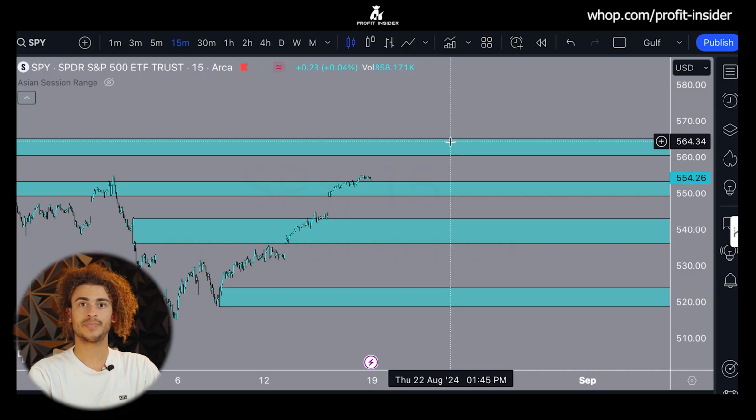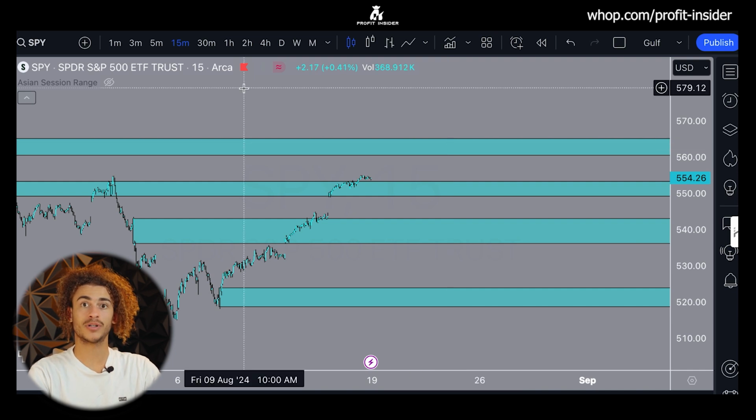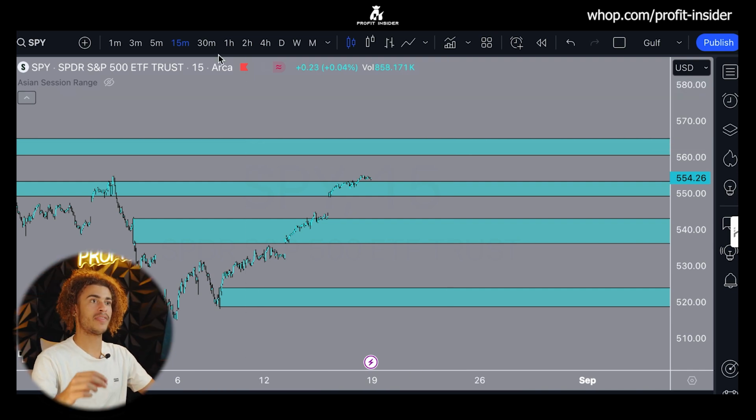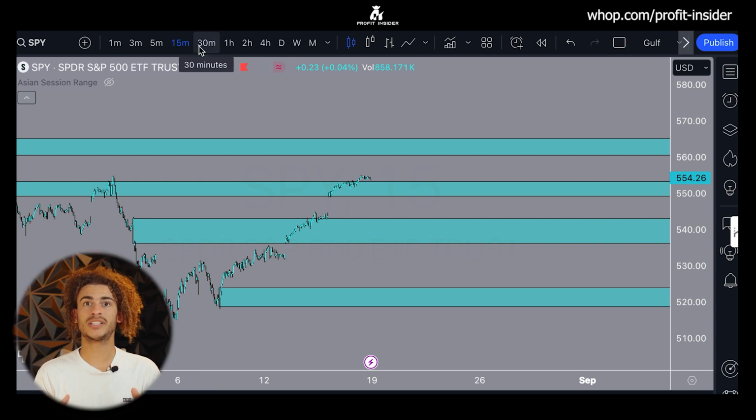So right here we're looking at SPY. SPY is the S&P 500 index. When most people trade SPY, they are trading options contracts on SPY. Options contracts basically mean that you can profit on the price going either up or down.